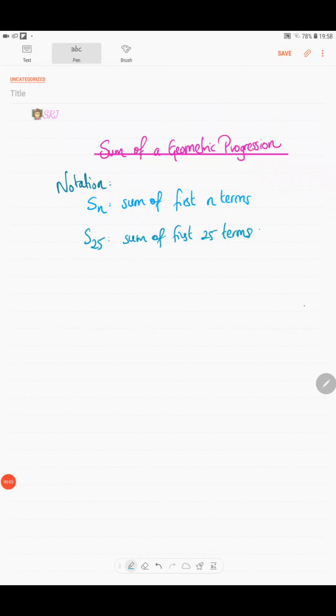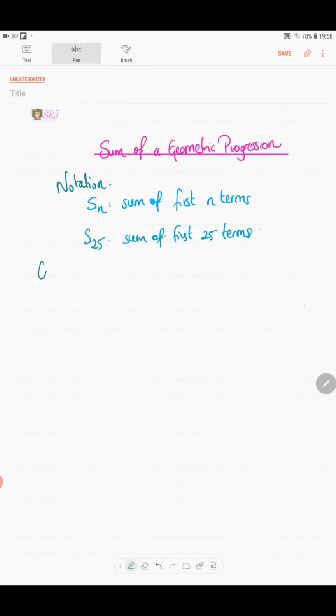This lesson is on the sum of a geometric progression. First of all, let's see the notation. Just like for arithmetic progression, Sn denotes the sum of the first n terms. So if we have S25, this means the sum of the first 25 terms.